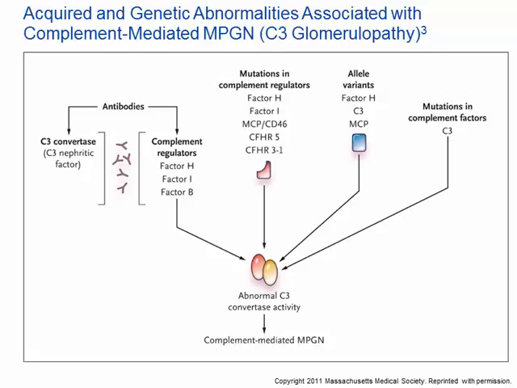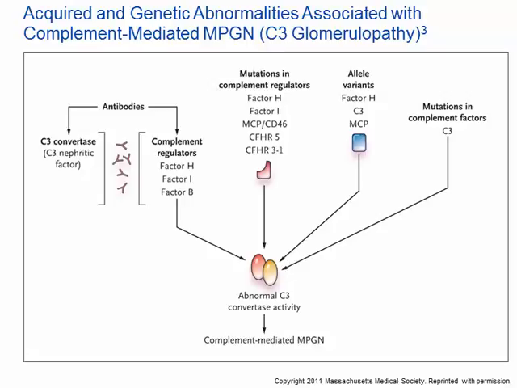So very simply put, how can these abnormalities come about? They are either inherited or acquired. What's acquired? Acquired basically means making antibodies: antibodies to complement regulating proteins such as factor H, factor I, factor B, or antibodies to the C3 convertase itself. That's the C3 nephritic factor. So that's the first group, the acquired.